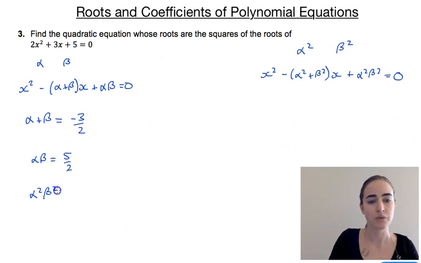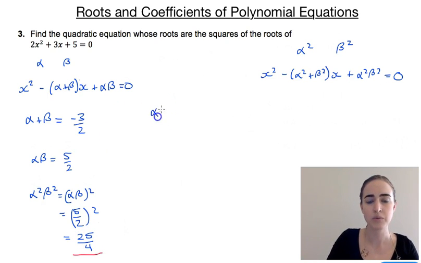Alpha squared beta squared is just the same as alpha beta all squared. So we'd have 5 over 2 squared, which would give us 25 over 4. So that's our first value that we need.